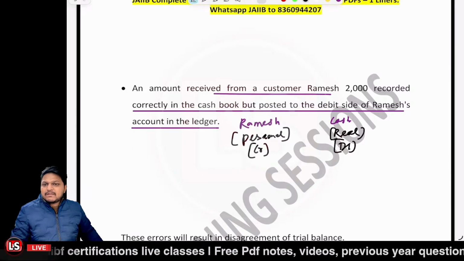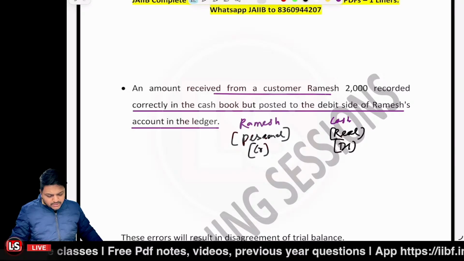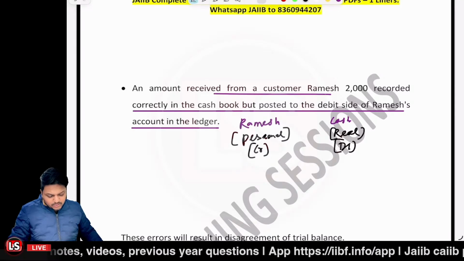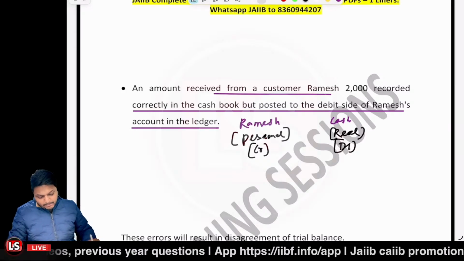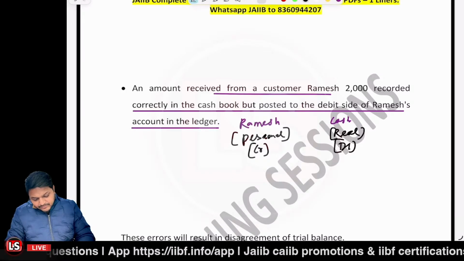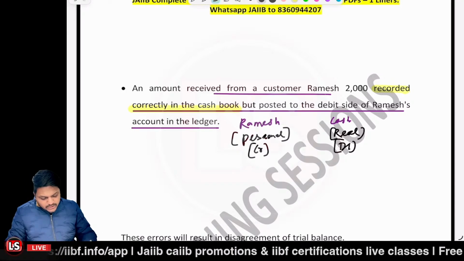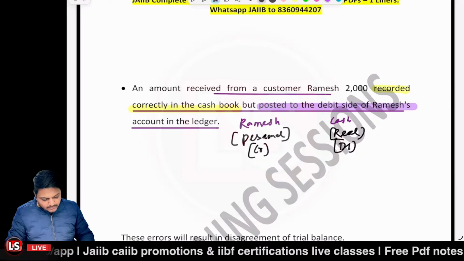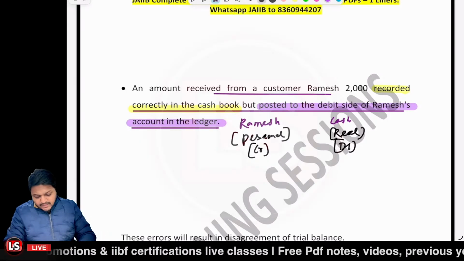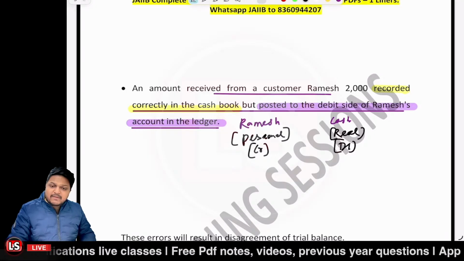So the point is that we have received the cash from Ramesh, right? So it was to be posted credit rupees 2000 to Ramesh account and debit rupees 2000 to cash account. But what was done? We have recorded it correctly in the cash book, but posted to the debit side of the Ramesh account. Now, let's say the balance of Ramesh was to be credited, but we have done the wrong entry.